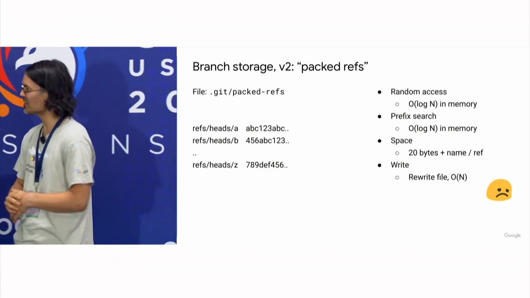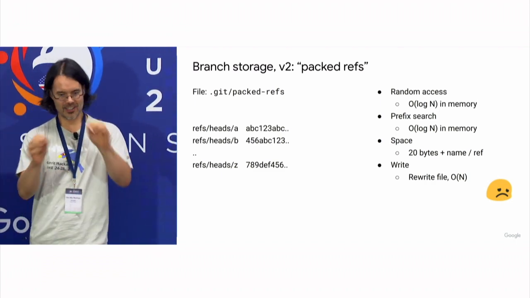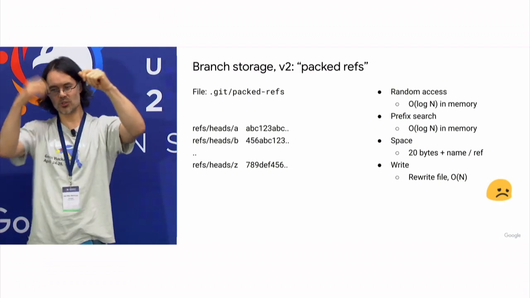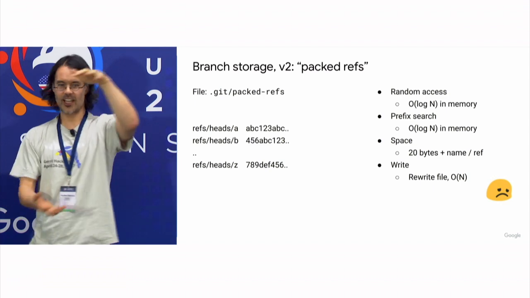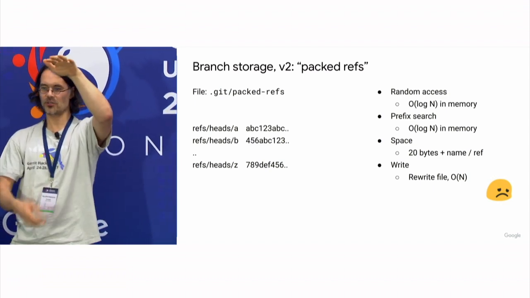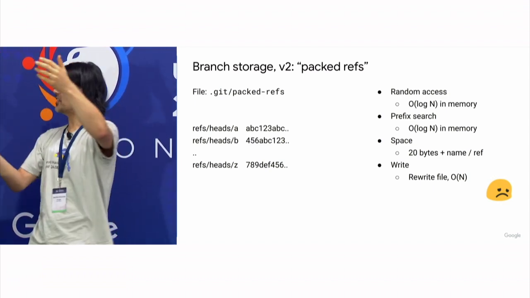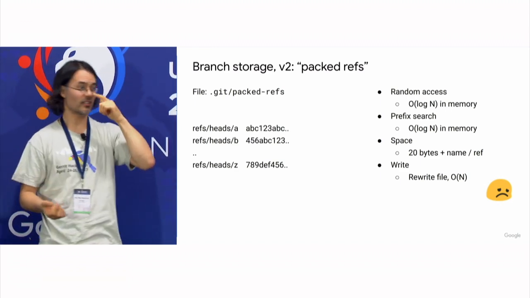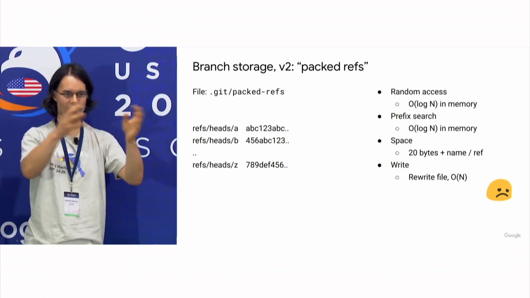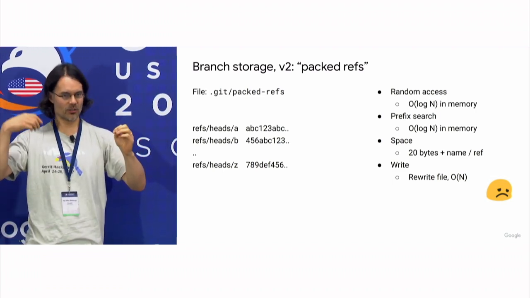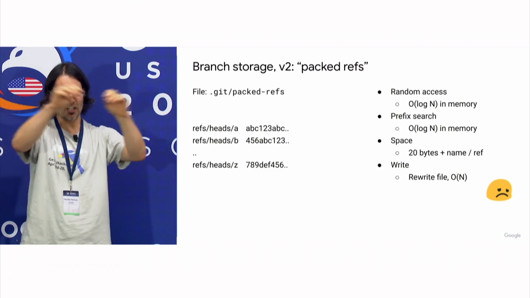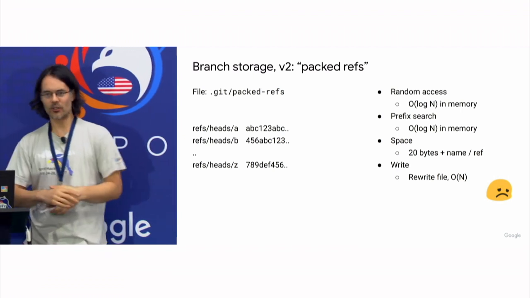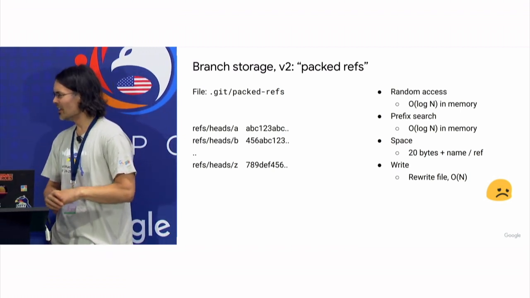It's called packed refs. Instead of having a file per ref, you take all the refs together, you sort them, and then you put them in a file. Because it's sorted, you can use binary search, and it takes log n time to find things. The prefix search basically looks the same. So if you look for refs/changes/something, you just look for the first thing that starts with refs/changes, and then you just walk through the file. So that's pretty okay. It doesn't take too much storage.